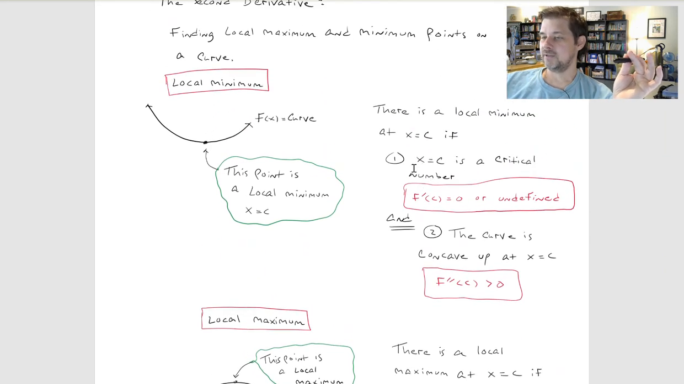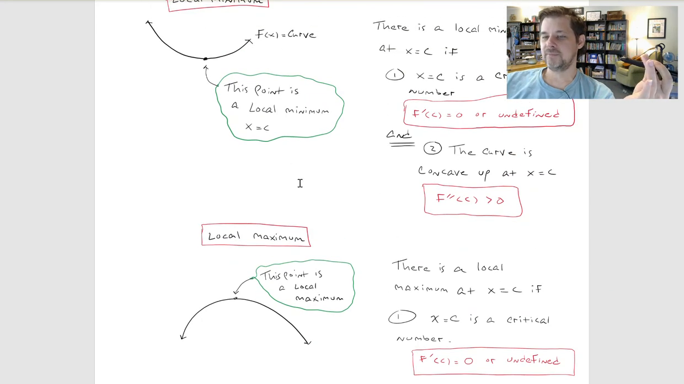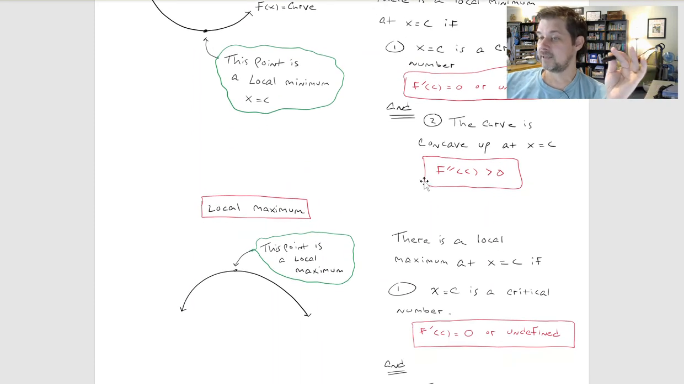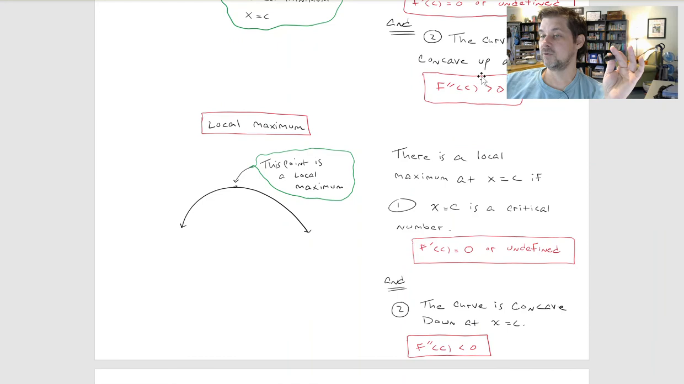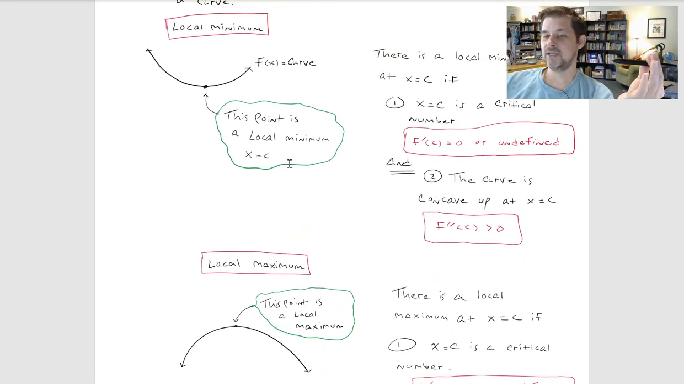So find your critical numbers, check in the second derivative for positive or negative, define local minimums and maximums from there. If you find a critical number and the second derivative is neither positive nor negative, then that just means that you don't have a local minimum or a maximum at that point. And that could happen.